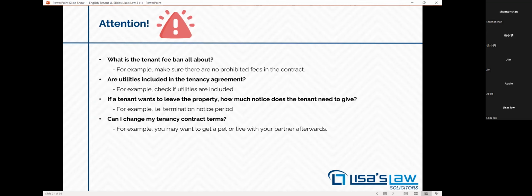And are utilities included in the tenancy agreement? Like I say, some of you will agree that everything is included. Usually if you rent rooms, sharing with other tenants, you will usually have all bills inclusive.